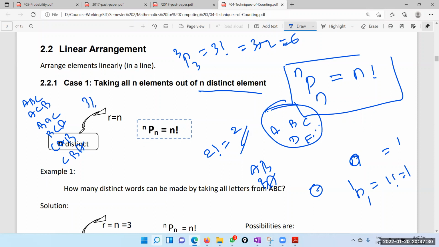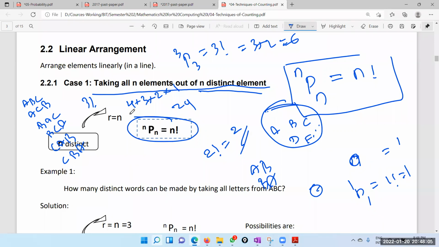So you can see for four, it is 4 into 3 into 2 into 1, factorial 4. There will be 24 ways for four. So that is our case 1. We have n distinct elements, and we take all n elements and arrange. What are the possibilities? The answer is factorial n.